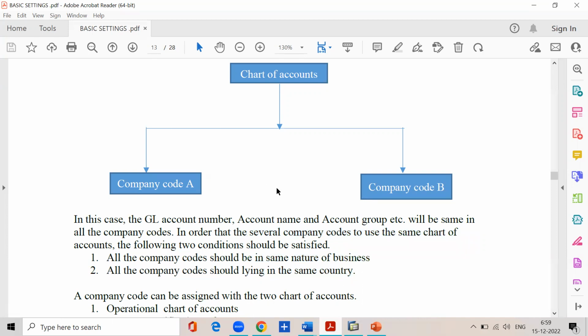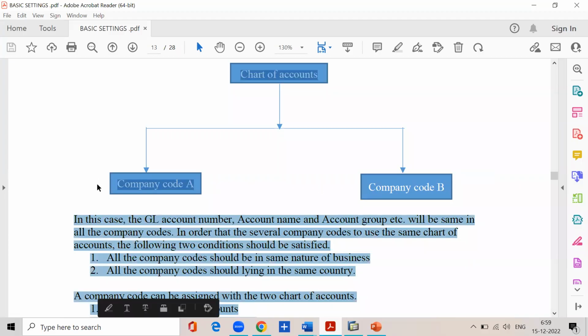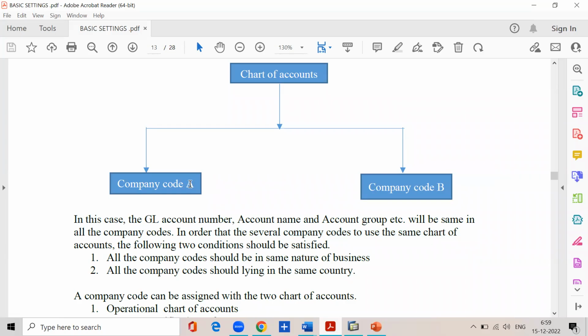For example, you have company code A and company code B, right? So company code A is in the textiles manufacturing, right? But company code B is in the consultancy services like TCS. In that case, can we use the same GL accounts? No. In the company code A, we have the raw material consumption GL account. But in the company code B, there is no raw material consumption. We provide services. It's a consultancy company, right? So in that case, we cannot use the same chart of accounts. Then every company code has to have a separate chart of accounts.